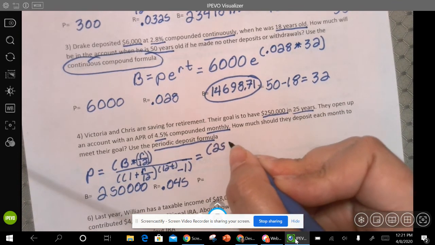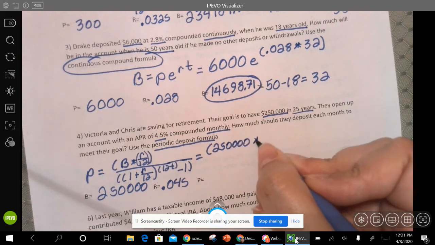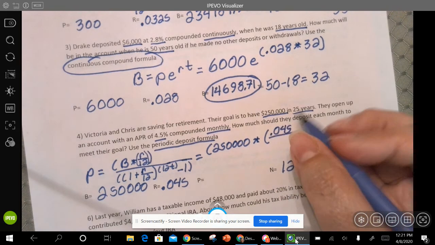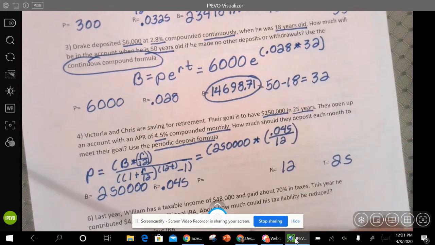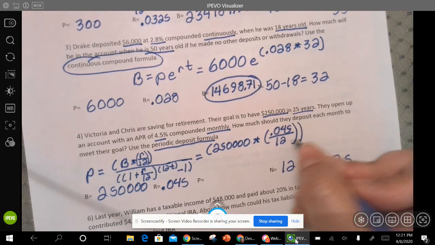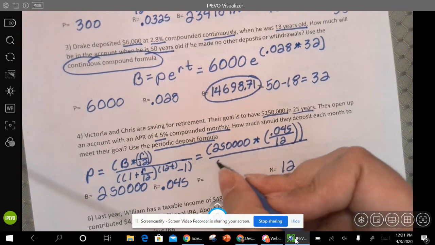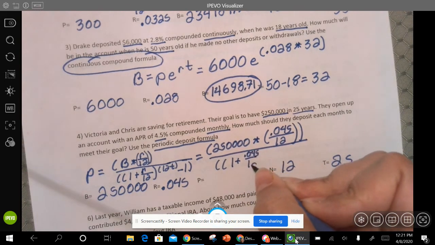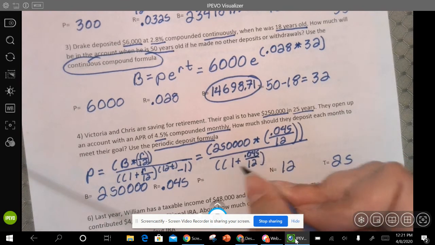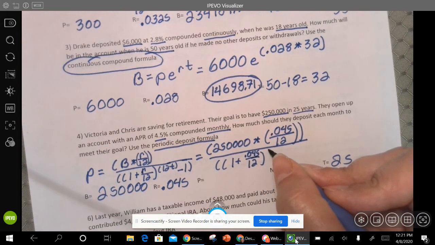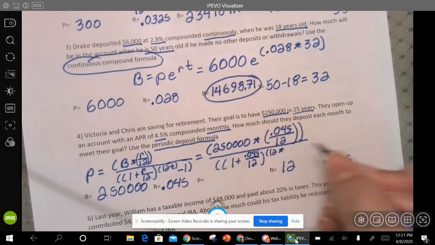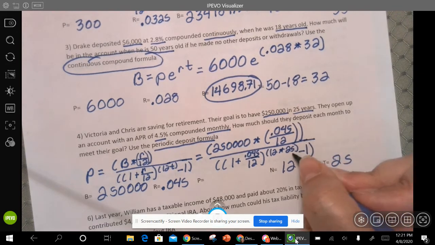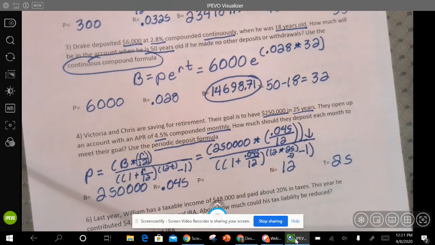So 250,000 times the rate, and we do have to put parentheses so that it divides the rate divided by 12 first. And then we can do 1 plus 0.045 divided by 12. In order of operations, remember it'll do the division before addition. And then we go 12 times the time of 25 years. Scroll left, do the minus 1. So remember to scroll left right here and go down right there.